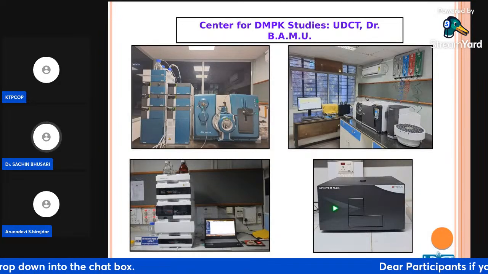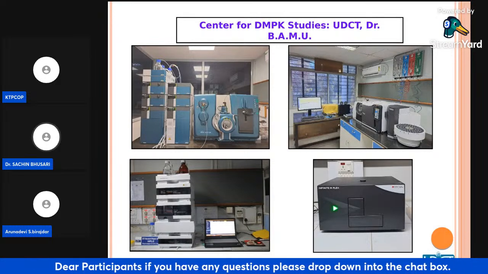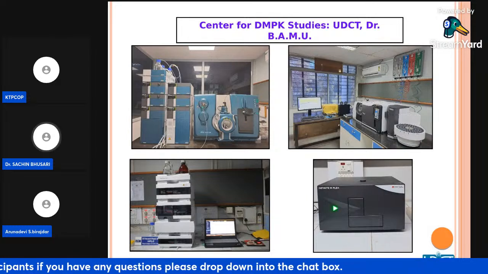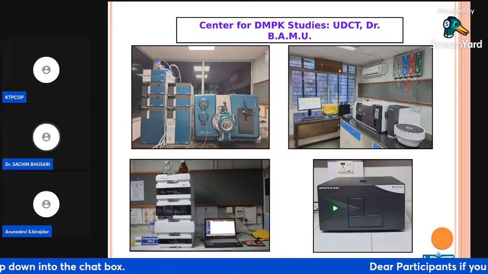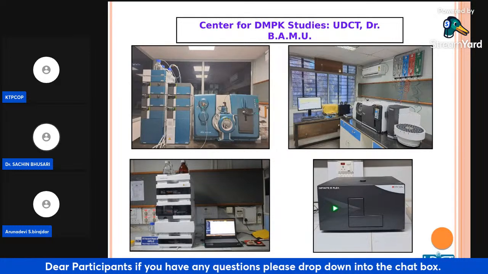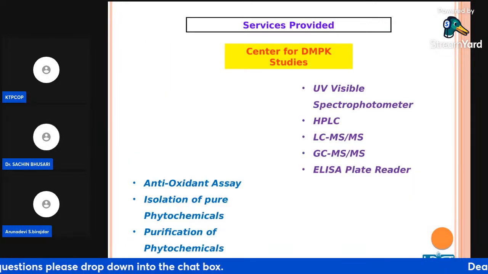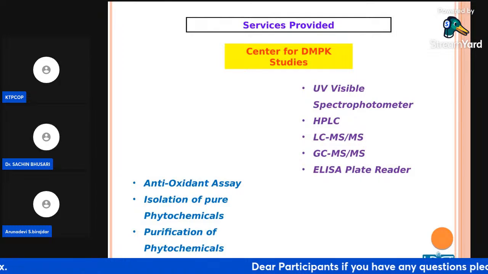Now this is a little bit about my department. Recently I got a Center for DMPK Studies. It has been approved by the then Honorable Vice Chancellor Dr. Pramod Yevle sir. I got this facility well supported by the DST, National Facility for Bioanalysis, and I'm lucky enough to have GCMS, LCMS, HPLC, and high throughput equipment like absorbance, fluorescence, phosphorescence, and plate readers. Through this center, national facility, we are offering services to students, academicians, as well as industries.